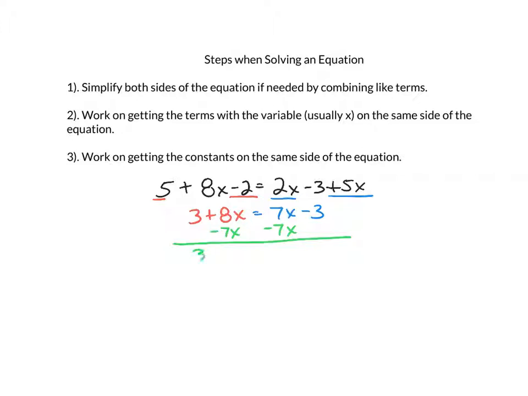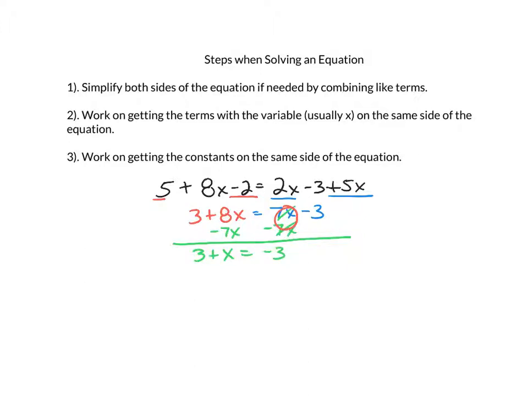So I have 3 plus 8x subtract 7x gives me just x. It could be 1x, but it'd probably be better just to write it as 3 plus x equals. The 7x subtract 7x on the right-hand side cancel each other out, and I'm left with negative 3. Remember, that's very important because 7x minus 7x really gave me a 0. So I had 0 subtract 3, which gives me that negative 3.